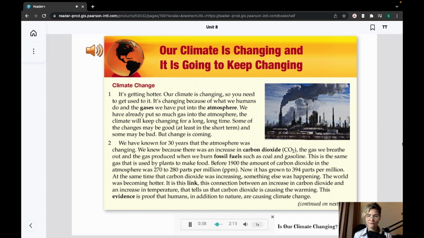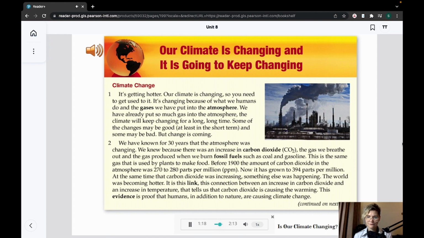Some of the changes may be good, at least in the short term, and some may be bad, but change is coming. We have known for 30 years that the atmosphere was changing. We knew because there was an increase in carbon dioxide, CO2, the gas we breathe out, and the gas produced when we burn fossil fuels such as coal and gasoline. This is the same gas that is used by plants to make food.